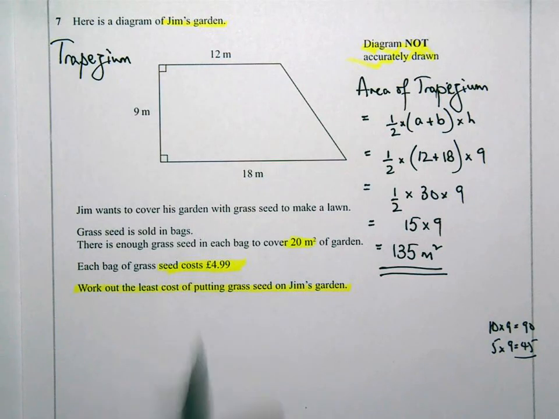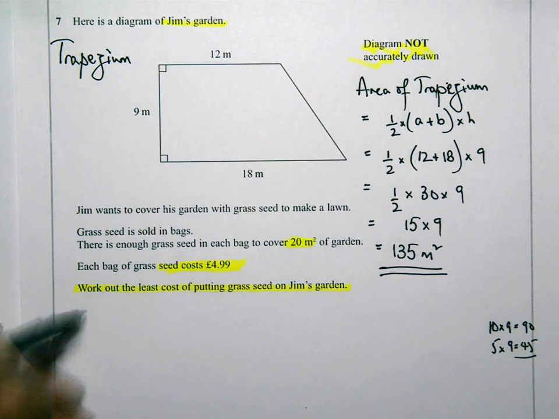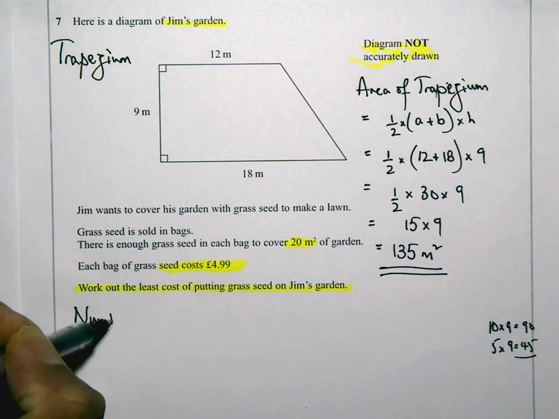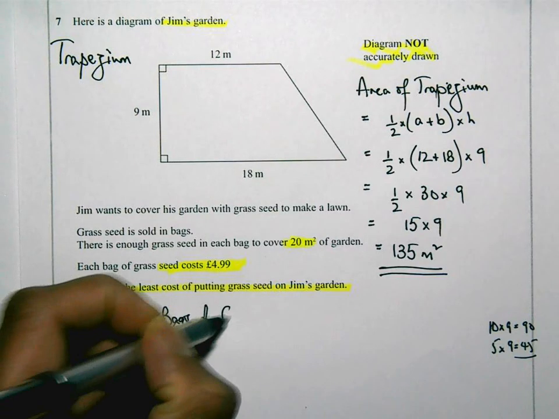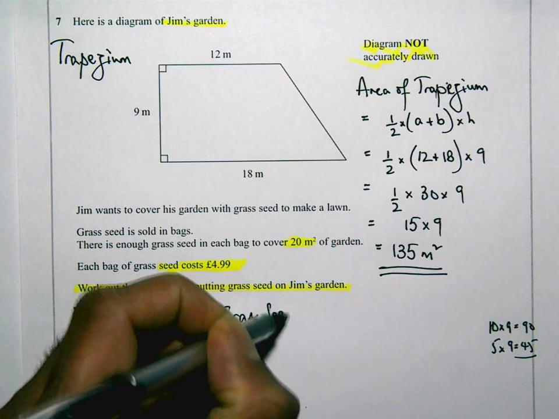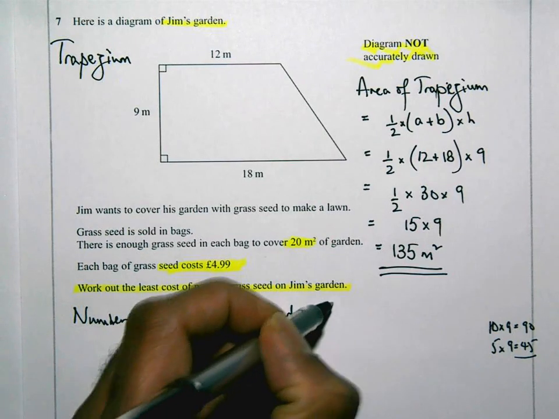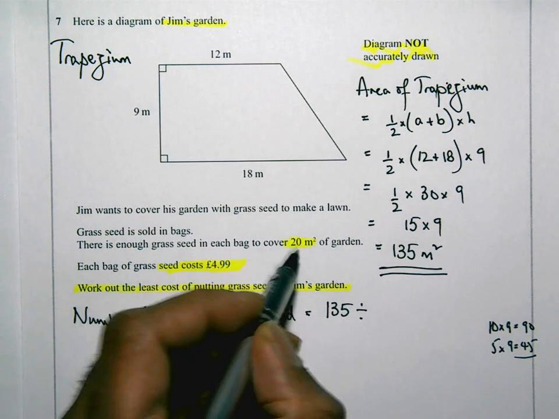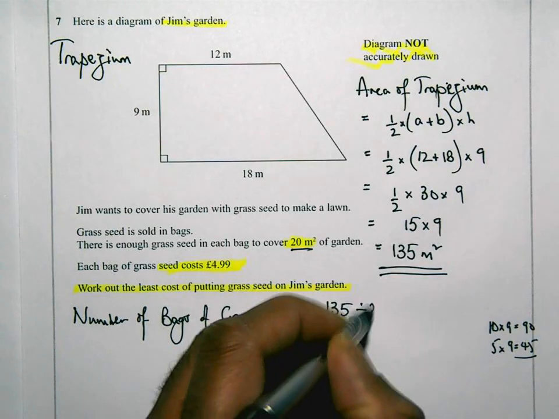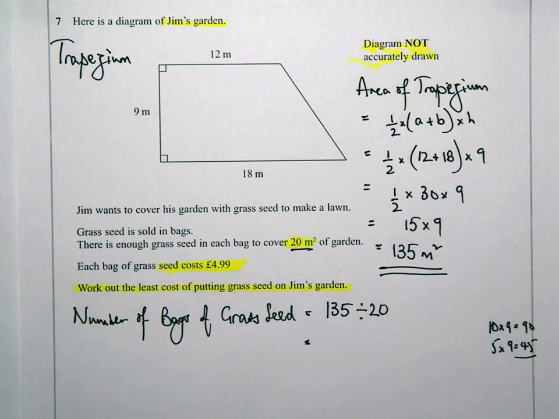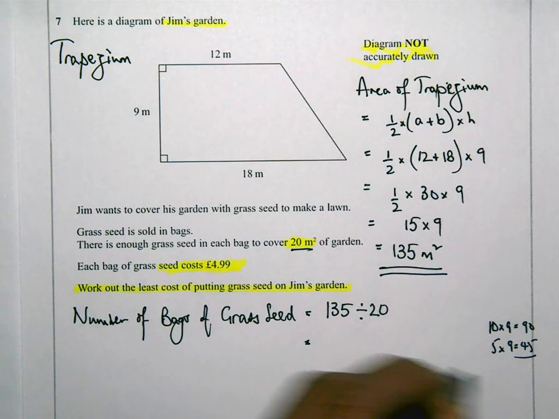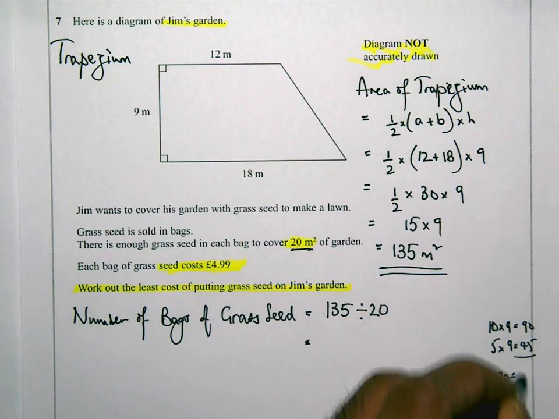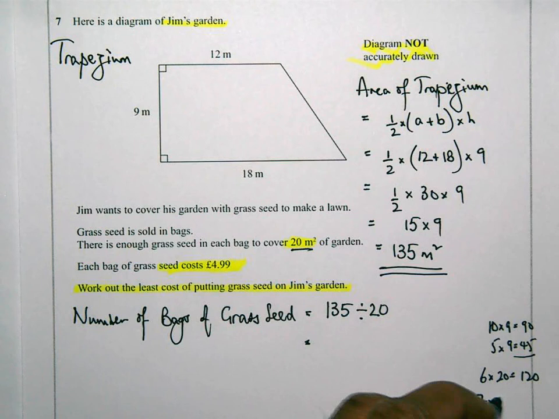Now the area of the whole lawn is 135 meters squared. So the number of bags of grass seed that he needs is going to be 135 divided by that figure there, 20. So how many 20s go into 135? Well, 6 times 20 is 120, and 7 times 20 is 140.